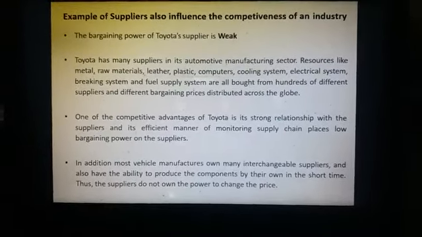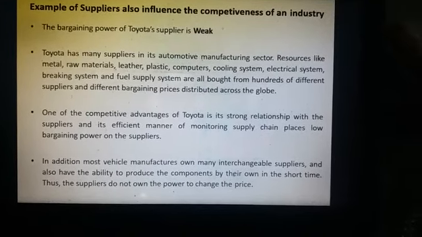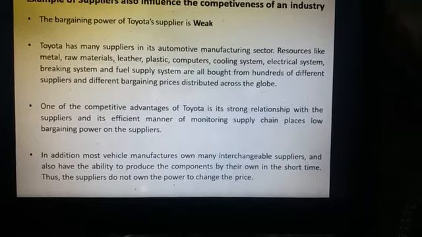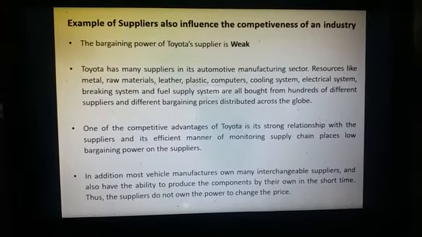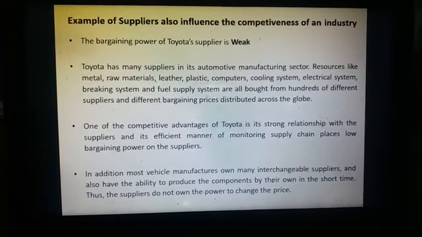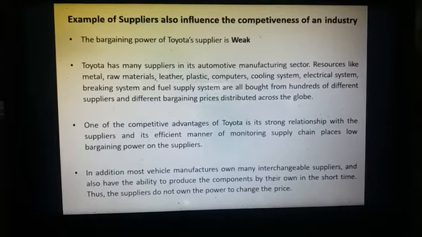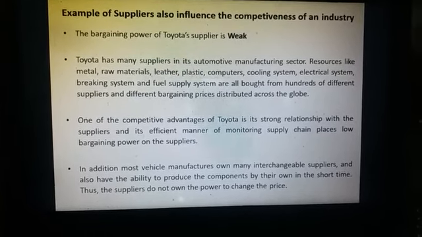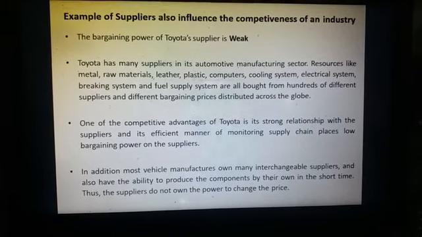So, the Toyota organization, the automobile industry, efficiently monitors the supply chain, which places low bargaining power on the suppliers. Apart from that, most vehicle manufacturers own many interchangeable suppliers, and also have the ability to produce the components on their own in a short time. Thus, suppliers do not have the power to change the price. Whatever is fixed is what is decided.